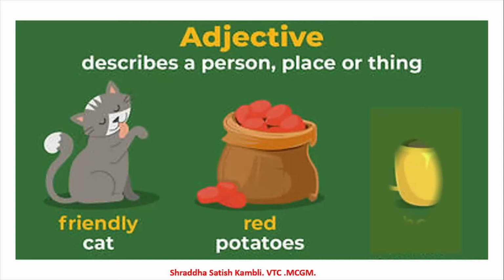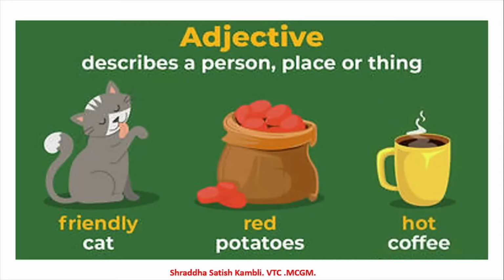One last example here on this page, hot coffee. Now you know sometimes coffee can be cold also. People drink cold coffee also. But this particular coffee is not cold. Then it is hot. So the word hot describes the coffee. It tells you more about the coffee. It tells you that you should be careful with this coffee. If you try to drink it in a hurry, you will burn your tongue. So it is hot coffee.